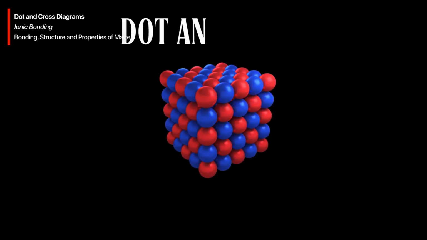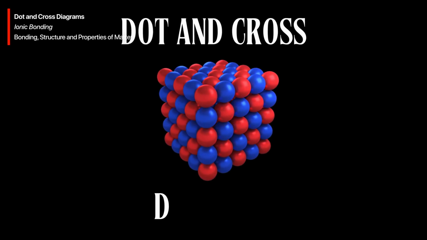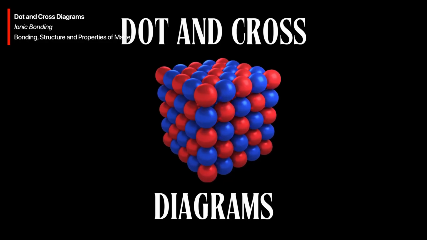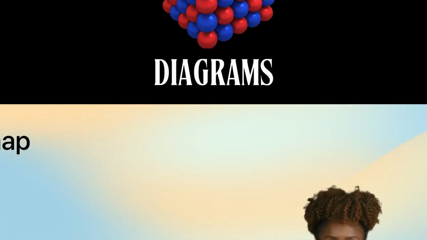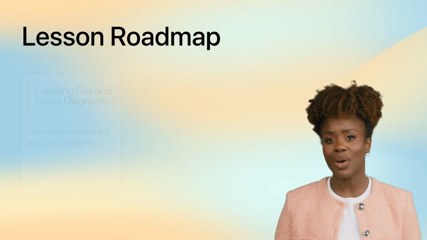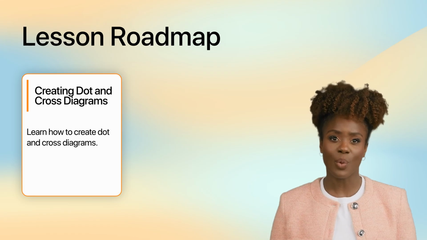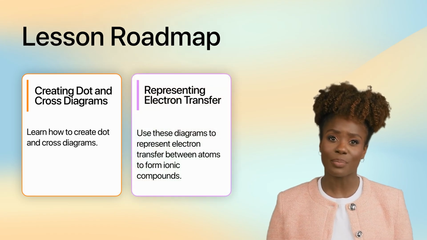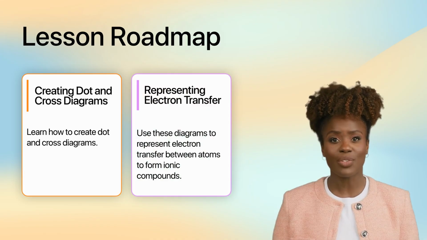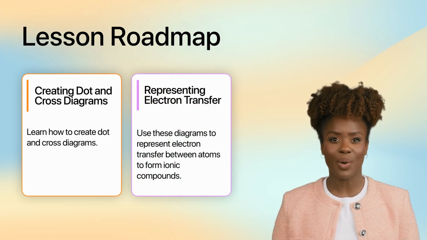Hello, and welcome to this lesson on constructing dot and cross diagrams to represent the electron transfer during the formation of ionic compounds. In today's lesson, we will start by learning how to create dot and cross diagrams. We will then use these diagrams to visually represent how electrons are transferred between atoms to form ionic compounds.